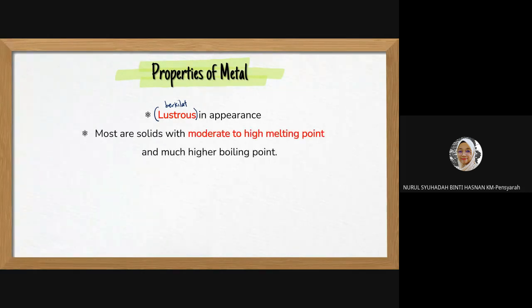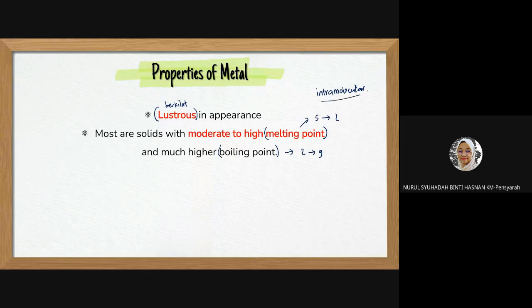Okay, kemudian most are solid with moderate to high melting point. So please understand bila kita cerita tentang melting point dekat sini kita nak tukar kita punya phase daripada solid kepada liquid, dan kalau kita cerita tentang boiling point kita nak tukar dia punya phase from liquid to gas. Jadi untuk tukar the phase of a structure, kita akan putuskan dekat situ dia punya intermolecular forces ataupun intramolecular forces. Depends on the structure. Jadi kalau metal, ikatan yang kita akan putuskan, we going to break the intramolecular forces.